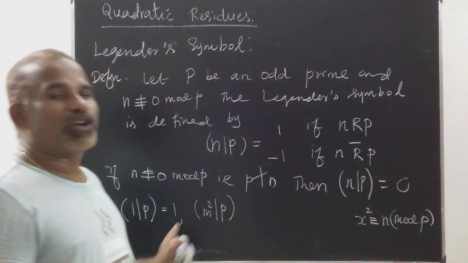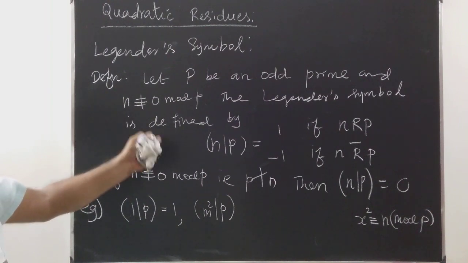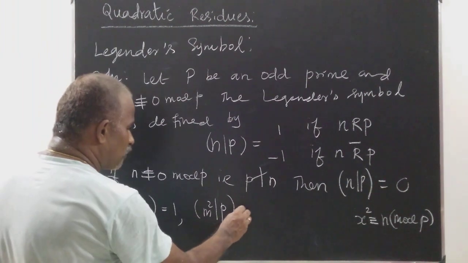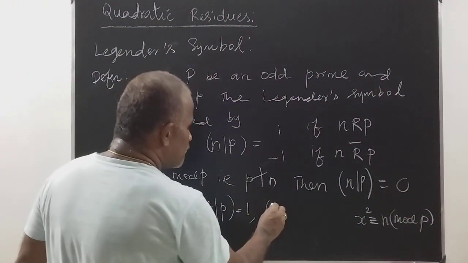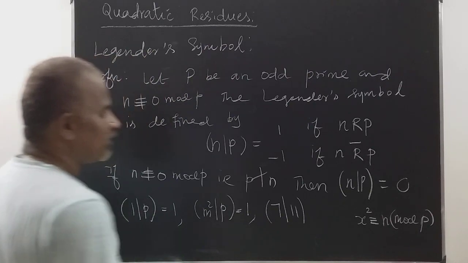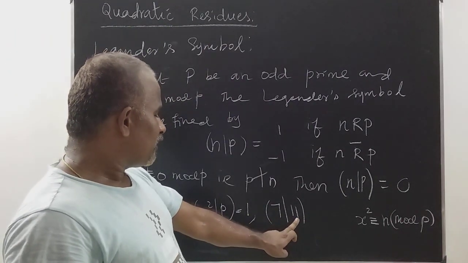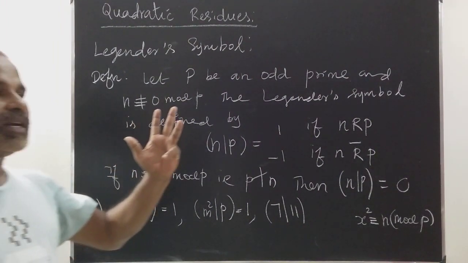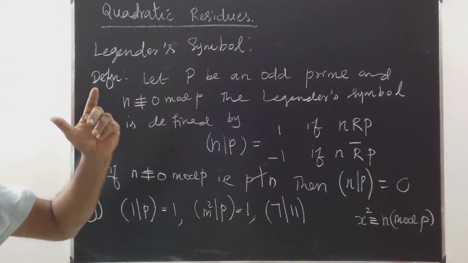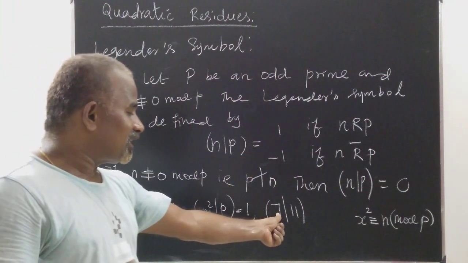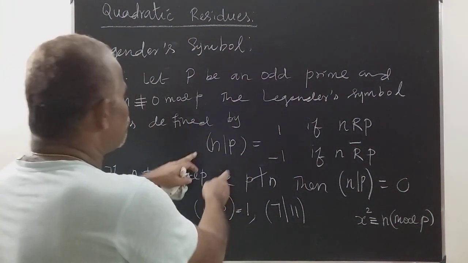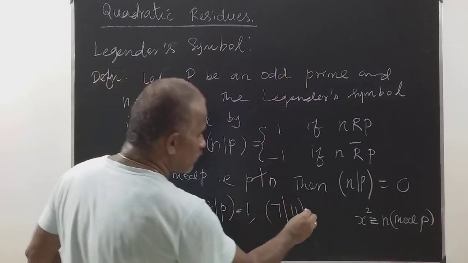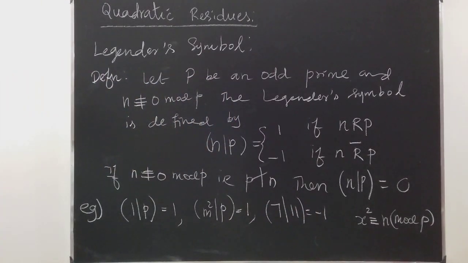All square numbers are quadratic residues. We have seen that, and now we will say all the square numbers are quadratic residues. So this is also 1. Now 7 over 11, so p is 11. What about 7? In the example we have just seen that 1, 3, 4, 5, 9 are quadratic residues, and 7 is a quadratic non-residue. If it is a quadratic non-residue, then n over p is equal to minus 1.